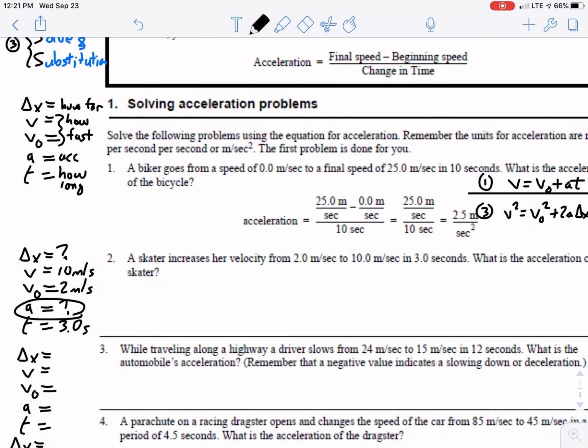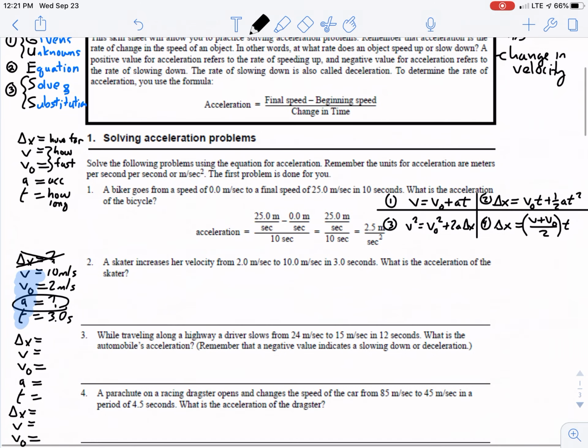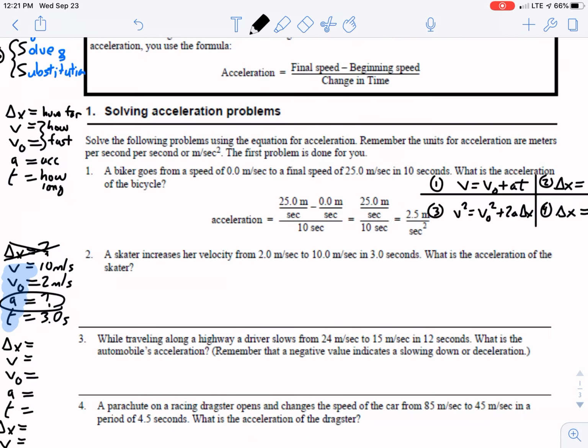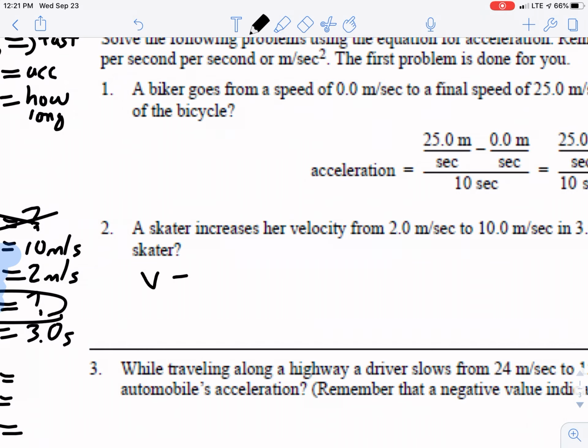This is the who cares variable. And we don't need to know delta x. We're only looking for acceleration in this one. So you can see that using v, v naught, a, and t are the variables given to us in the problem, we can see that we would be using this first equation right here. We write the equation down, v equals v naught plus a times t.